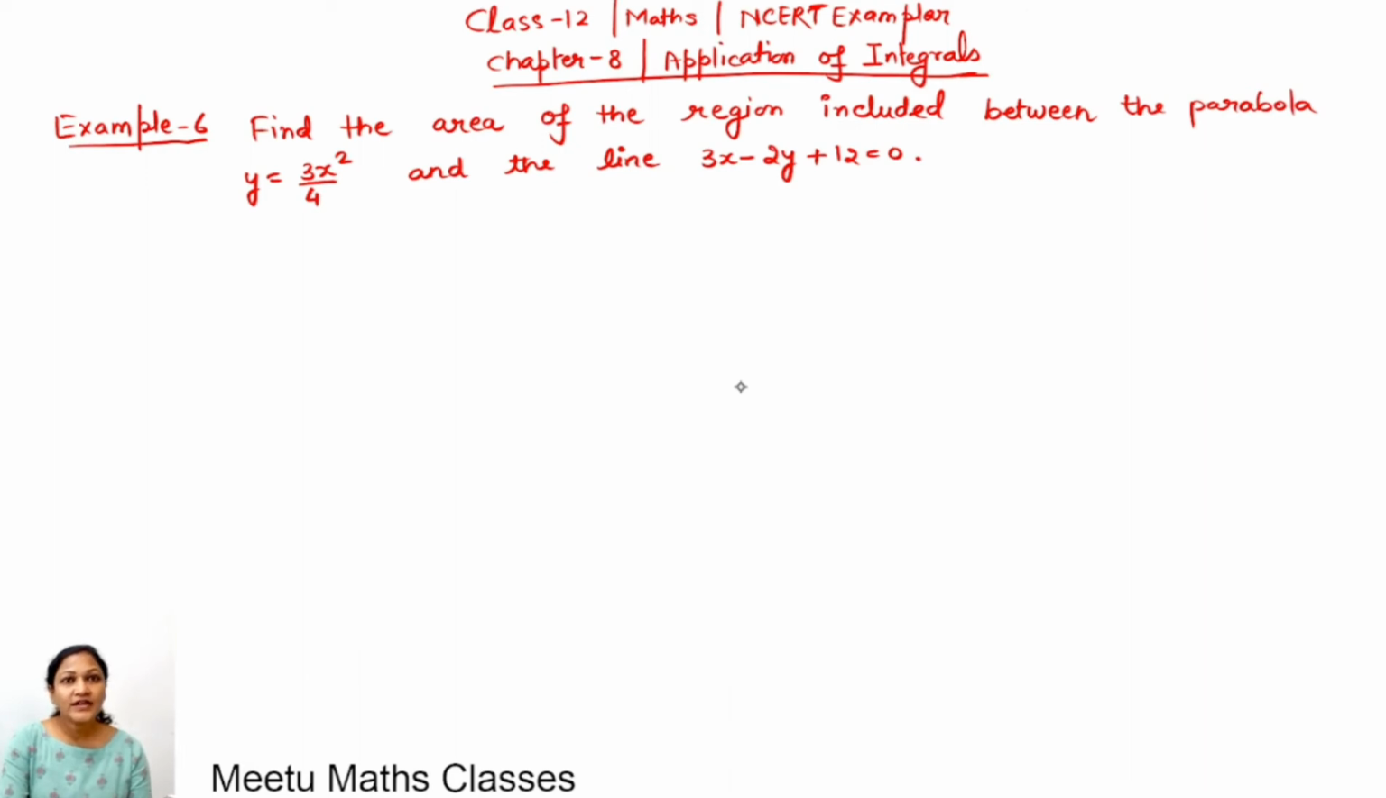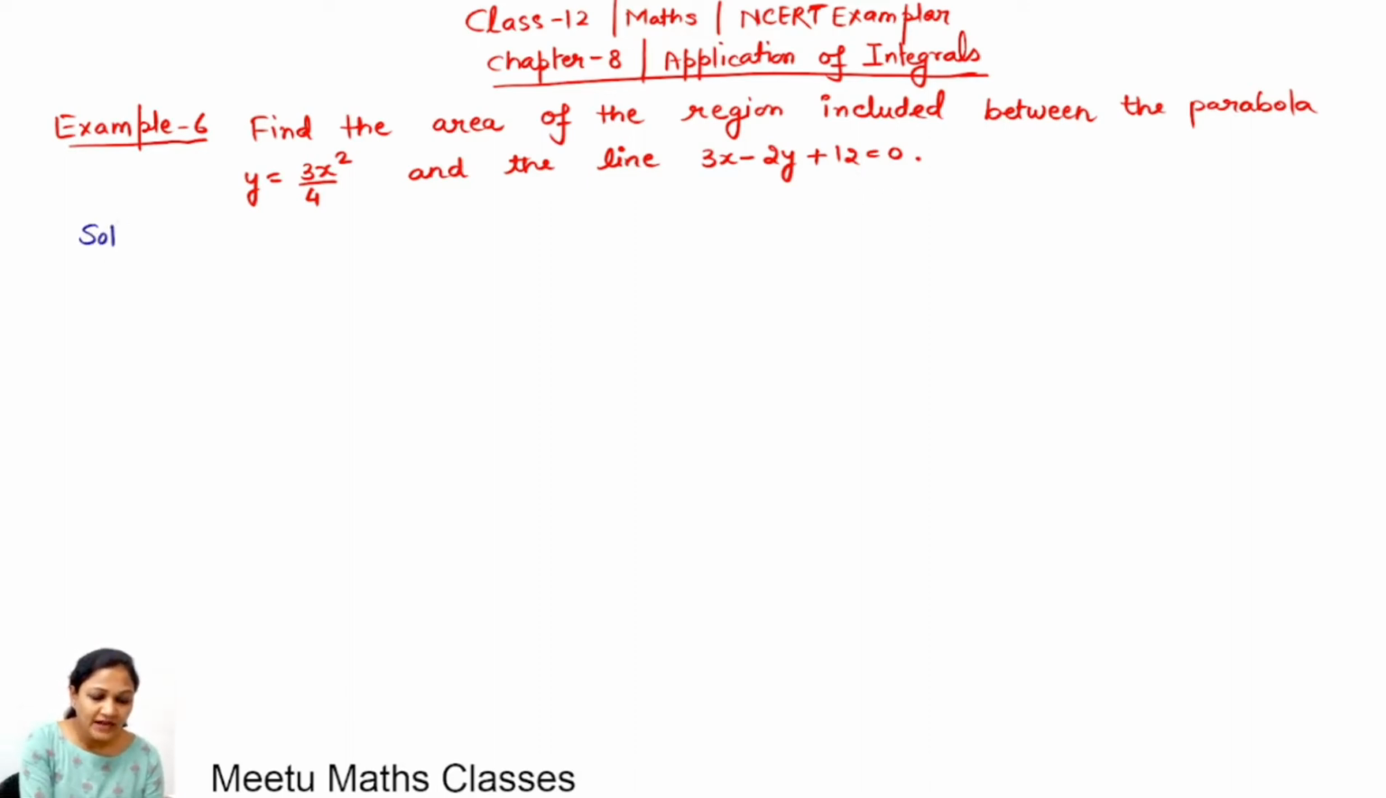Today we are doing class 12 maths NCERT example, chapter 8, that is application of integrals, and this is your example 6. Find the area of the region included between the parabola y equals 3x square by 4 and the line 3x minus 2y plus 12 equals 0.